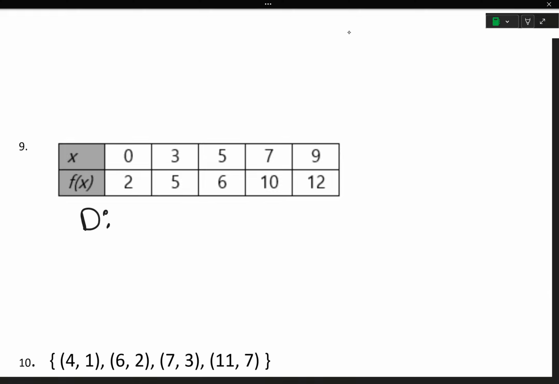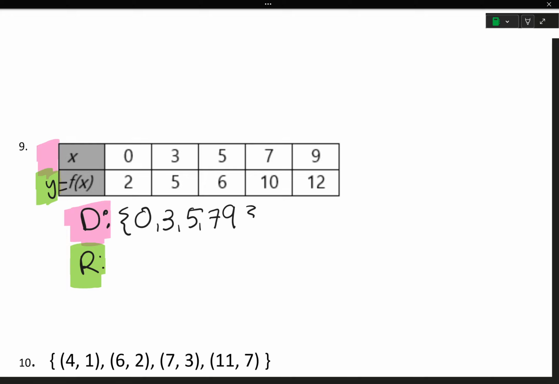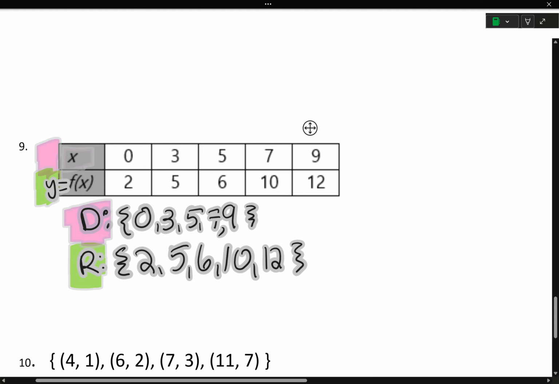For our domain, we're going to look at our x's. There. And for our range, we're going to use our f of x, because f of x and y are the same thing. All right, let's write the domain in order. 0, 3, 5, 7, 9. Comma and squiggly. Same with our range. 2, 5, 6, 10, 12. Squiggly. And last one, I believe.